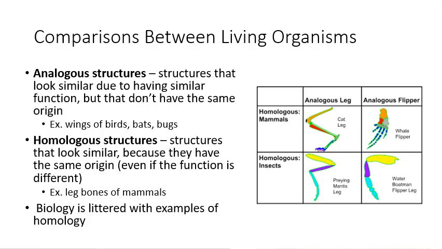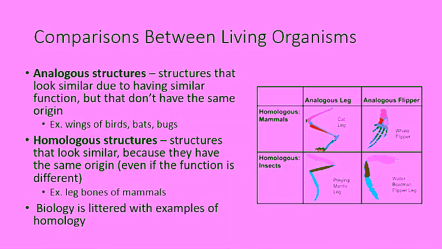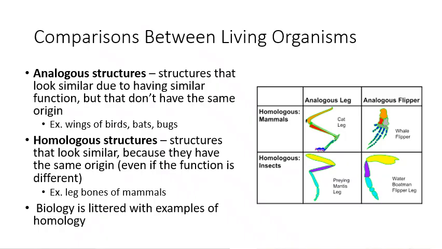We can also make comparisons between living organisms and their structures. And in particular, homologous structures are evidence of evolution. Homologous structures are structures that look similar to each other because they share the same evolutionary origin. They may still have the same function, or they may have different functions actually, but their structures show that they have the same origin. You also have analogous structures, which are different. Analogous structures look similar because they have the same function, but they don't share an evolutionary origin.